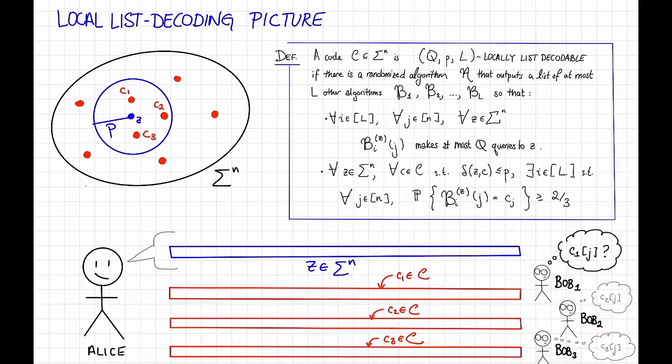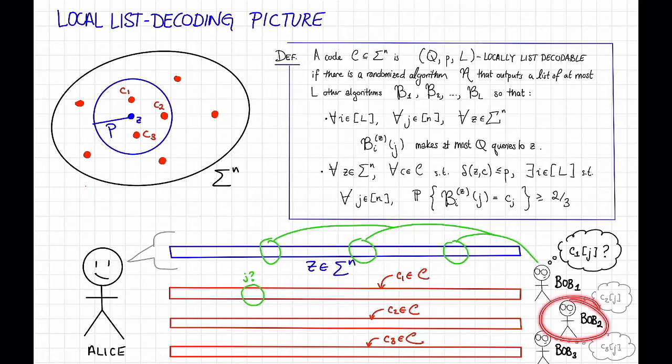What that means is that it's Bob sub 1's job, when queried with the jth symbol, to return the jth symbol of C1. That is, on input j, Bob sub 1, in this definition known as curly B sub 1, is going to make some randomized queries to z, and Bob sub 1 is going to return a guess for the jth element of the first code word.